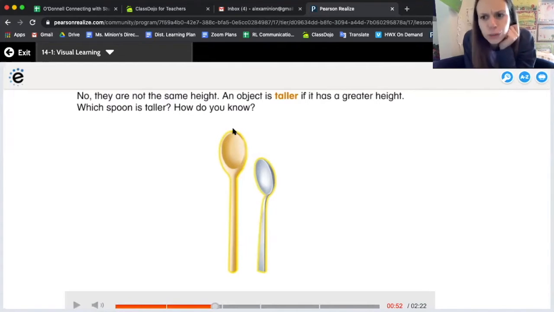Think in your brain, who's taller, you or me? That's right, it's me. I'm taller than all of you because I have a greater height. I am bigger from bottom to top.